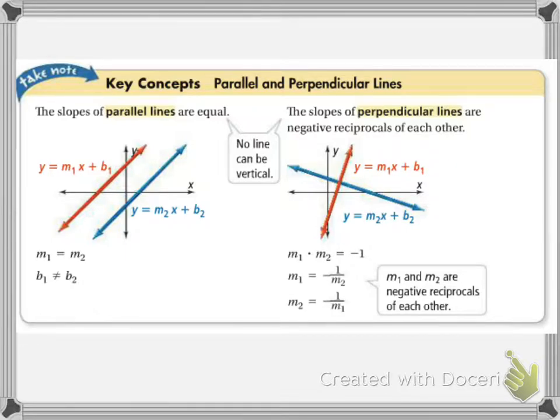On the other hand, perpendicular lines have slopes that are negative reciprocals of each other. To be a negative reciprocal means not only do I flip the fraction, but I change the sign as well. So a negative number would then turn into a positive number and vice versa. Also, perpendicular lines, just as a reminder, meet at a right angle.